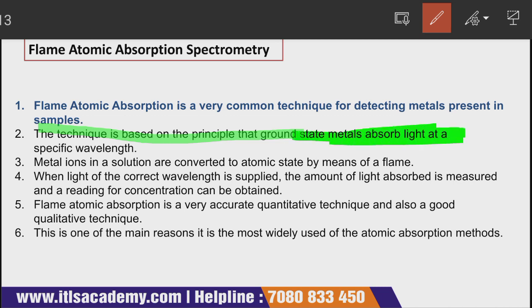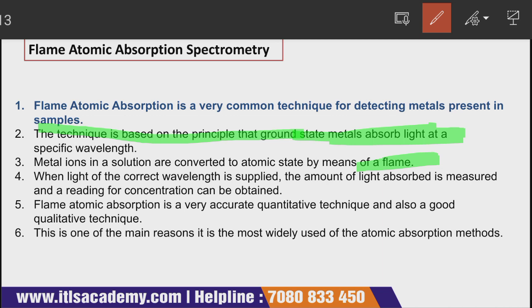So what they do is absorb light, and the light should be of a specific wavelength. After that, the metal ions present in the solution are converted into the atomic state. And how are they converted to the atomic state? By means of the flame. So when light of the correct wavelength is supplied to a sample, the amount of light absorbed is measured, and a reading for the concentration can be obtained.